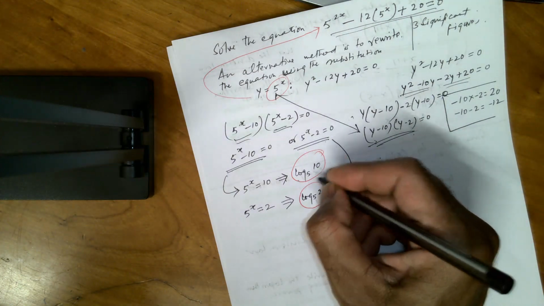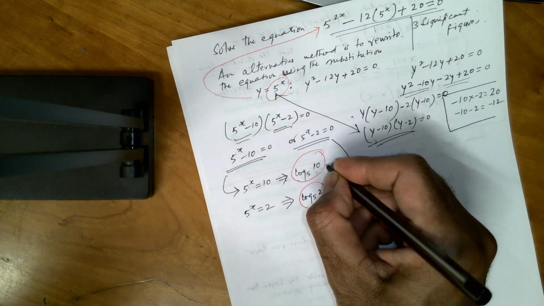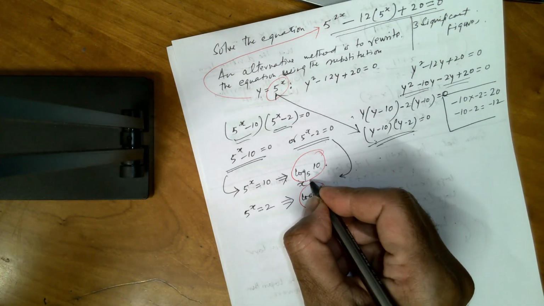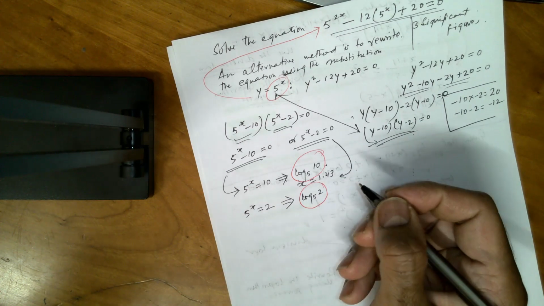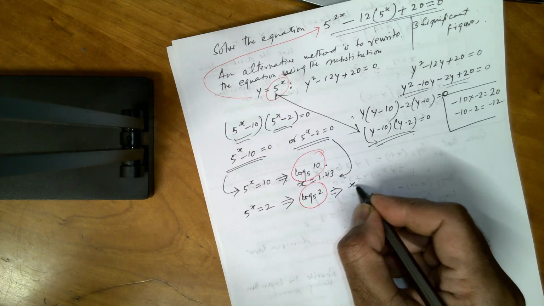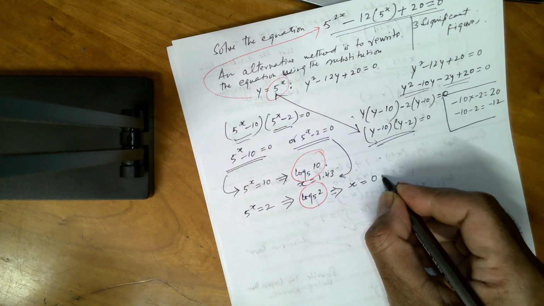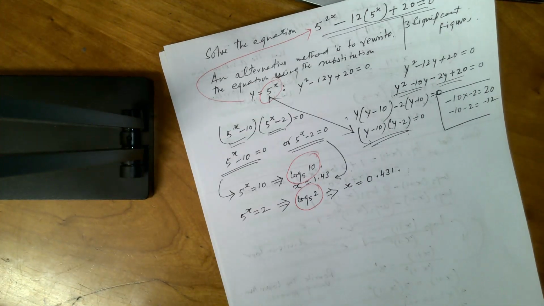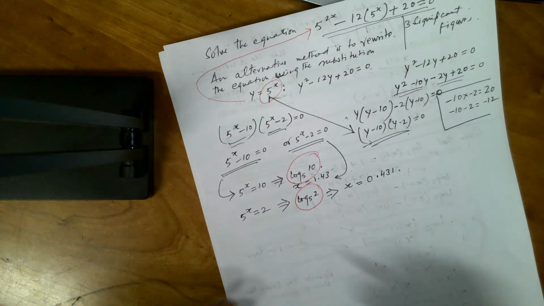Once we do this, with this one x will be equal to 1.43, and with this one we will get x equal to 0.431.